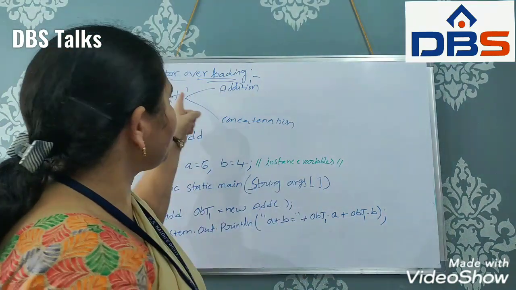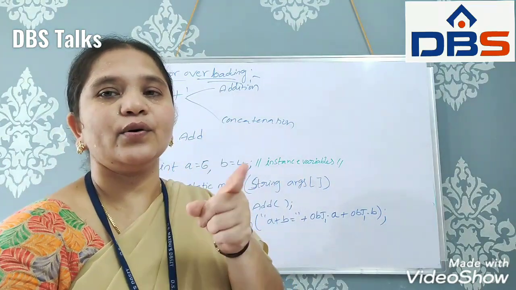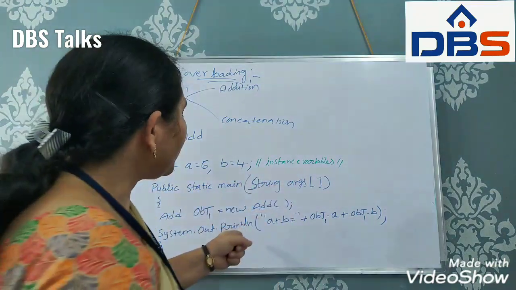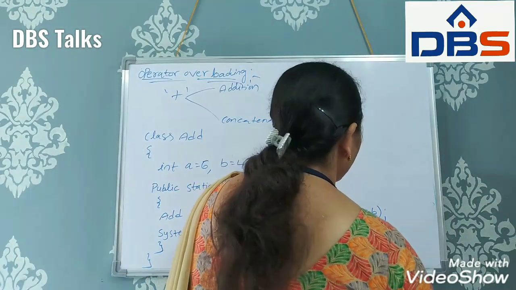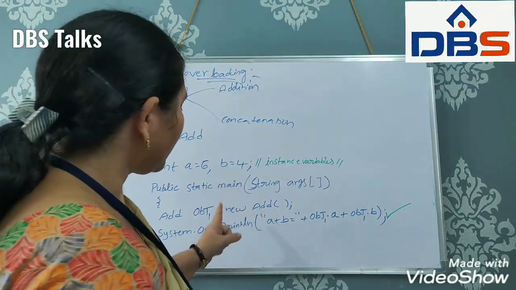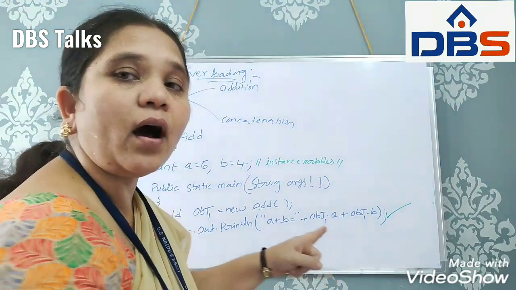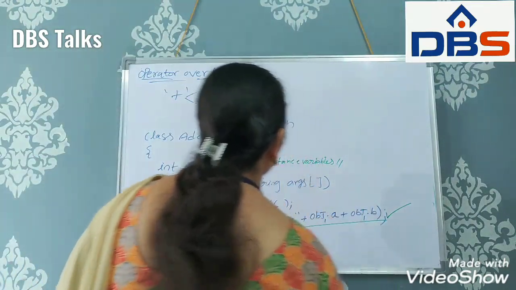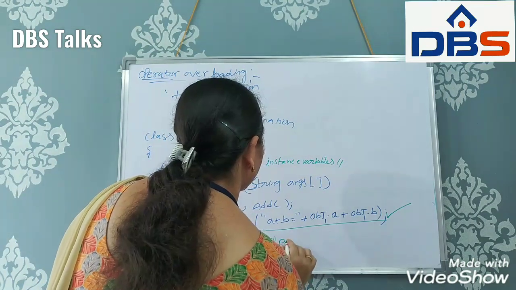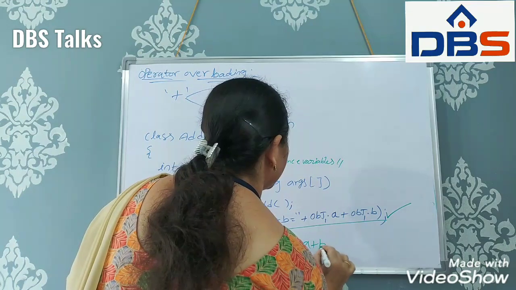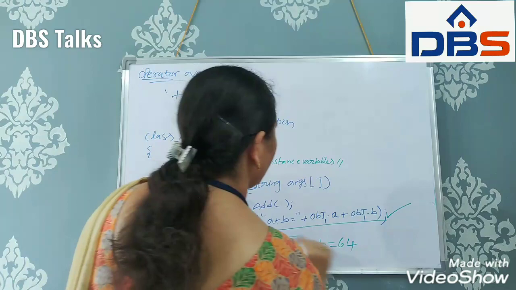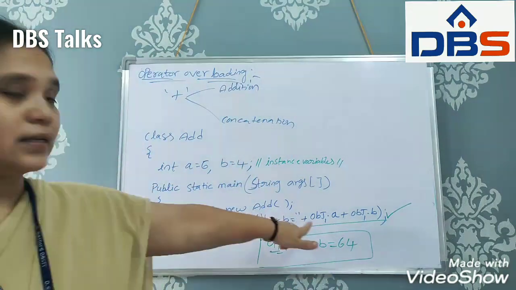So this operator performs two types of functions. What are those? One is addition, second one is concatenation. According to this statement, when our controller executes it, we will get the output: a plus b equal to, what is this? 6, 4. This is the output according to this statement.